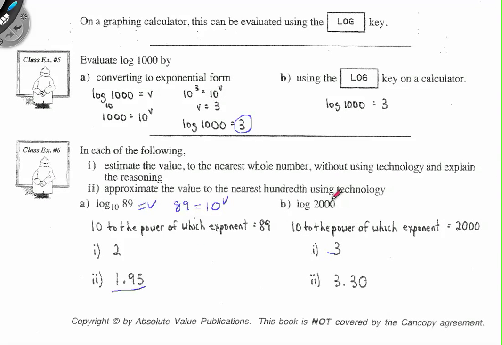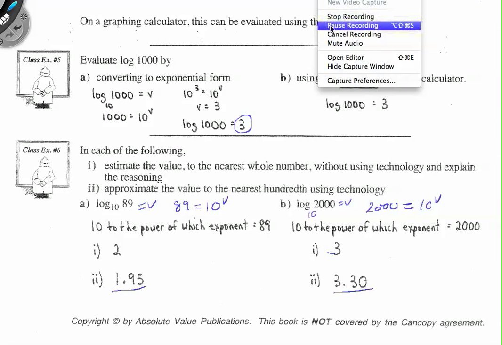If we take log of 2000, again, base 10 is not really put in here, but it is base 10, and this is a value, so we swing the 10 over and bump the v up. If v is 3, we know we've got 1000. If v is 4, we know we've got 10,000. So it's way closer to 3 than it is to 4. So 3.3 is an estimate of the value.